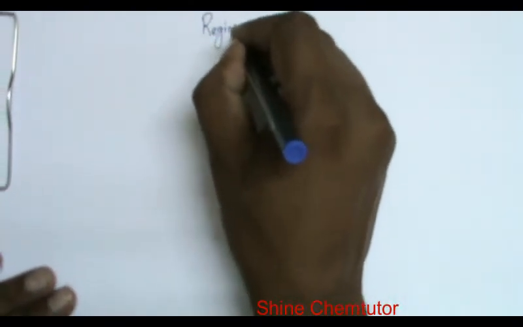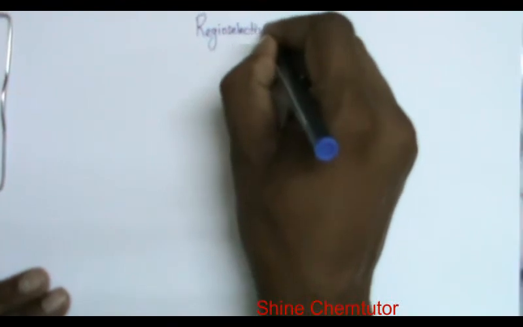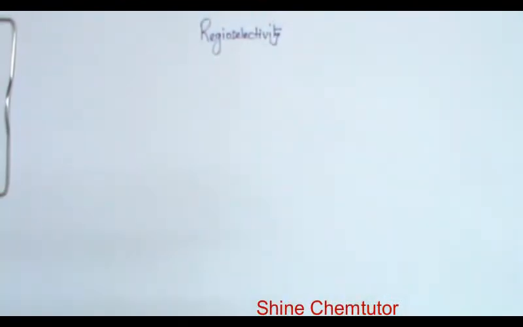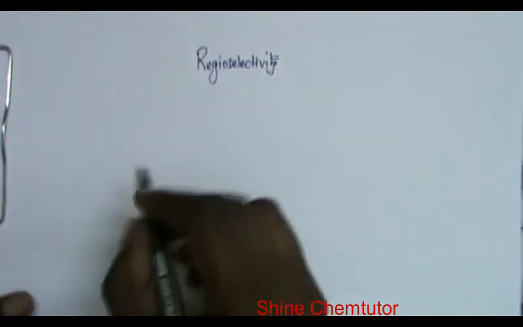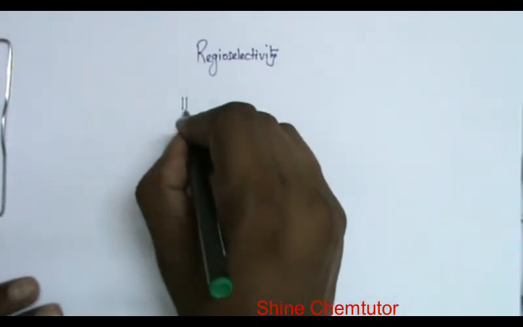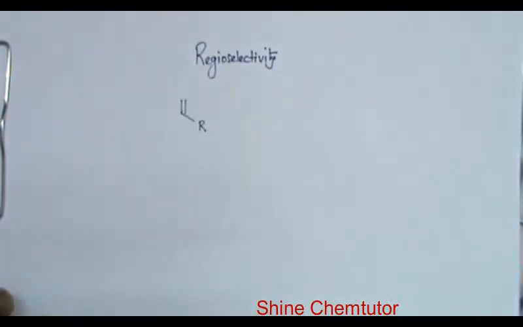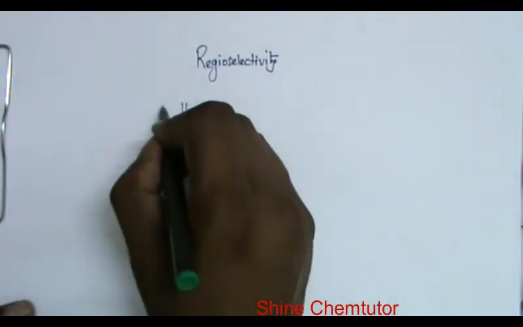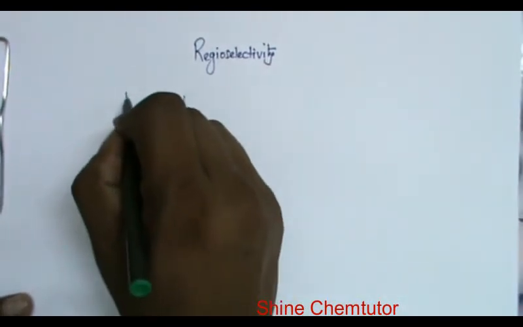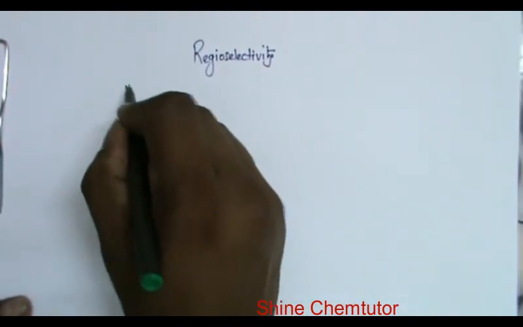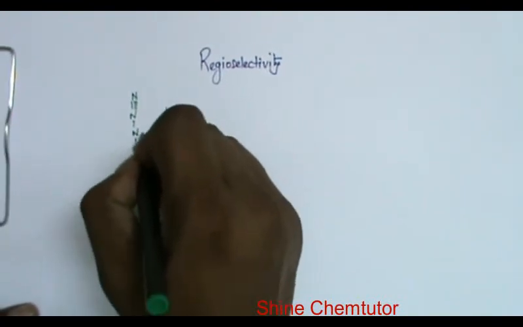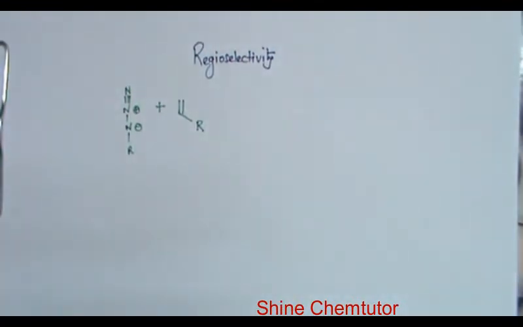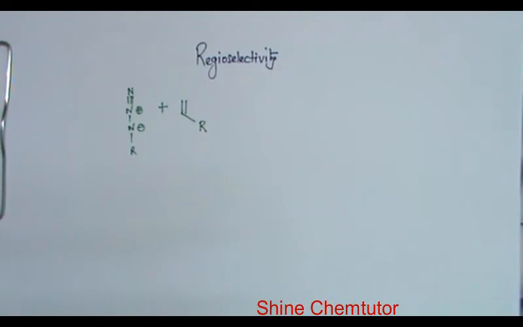What about regioselectivity in 1,3-dipolar cycloaddition? Consider you add an alkene to the azide. I go for azide as the dipole, and the mechanism is concerted, so that's why we get stereospecificity.